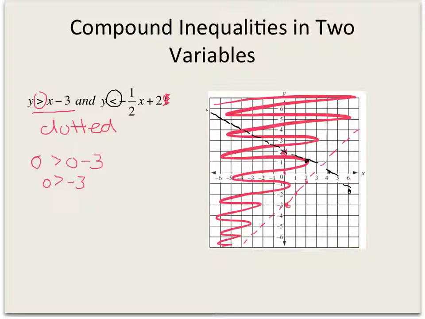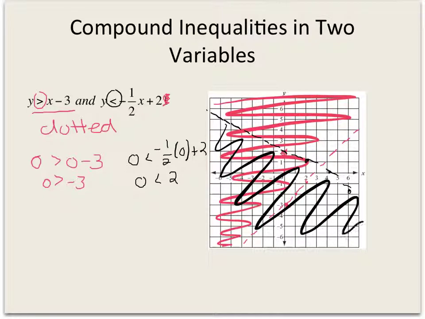And I want all of the numbers that are less than that. So again, if I plug in my 0, 0, I get 0 is less than negative 1/2 times 0 plus 2. 0 is in fact less than 2. So all of the points on the 0, 0 side of the line make that equation true.